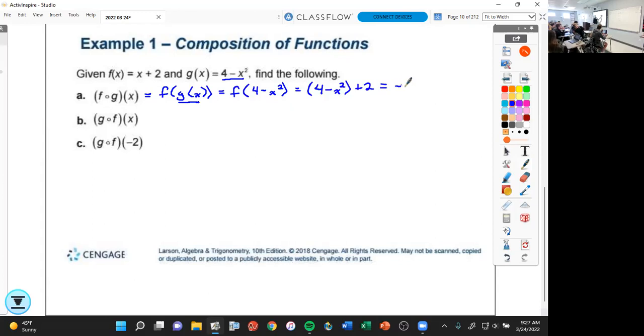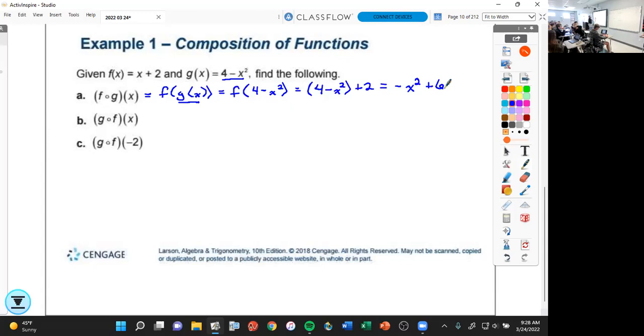Okay, but I'm going to write it in descending powers. Negative x squared plus 6. Is 6 minus x squared wrong? No, it's not. Okay, but to write it in descending powers, this would be the best way to write it.